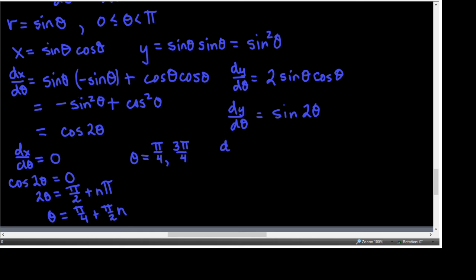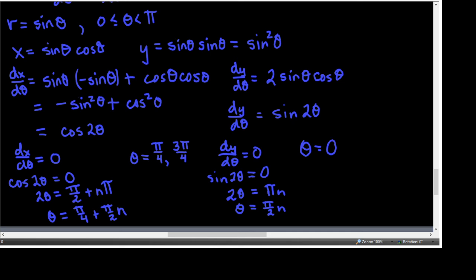Now for the horizontal tangent lines, we want dy/dθ to equal 0. So sine of 2 theta equals 0. So 2 theta is multiples of pi. So theta is multiples of pi over 2. So within our range of values, let's see, we do include 0, so 0 times pi over 2 is 0, so that's good. And then 1 times pi over 2, still good. And that's the last one. So when theta is 0 and when theta is pi over 2, we'll have horizontal tangent lines.